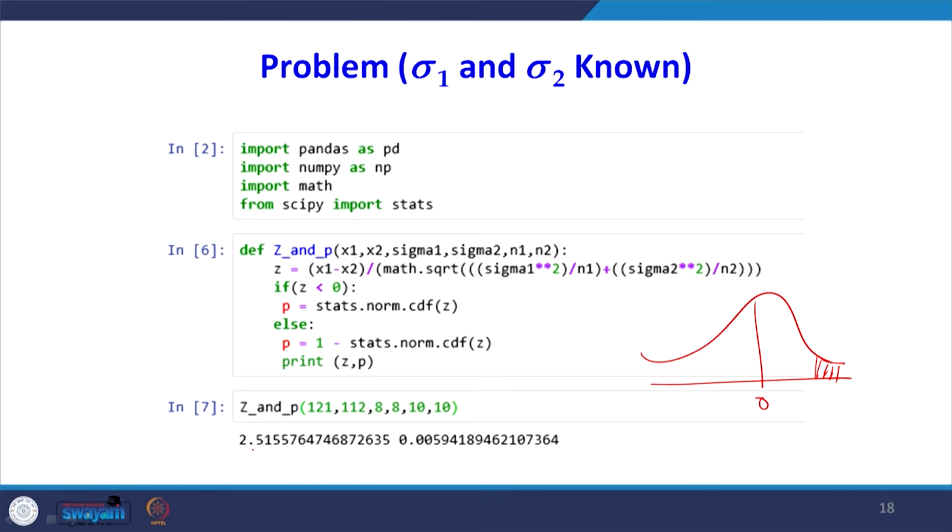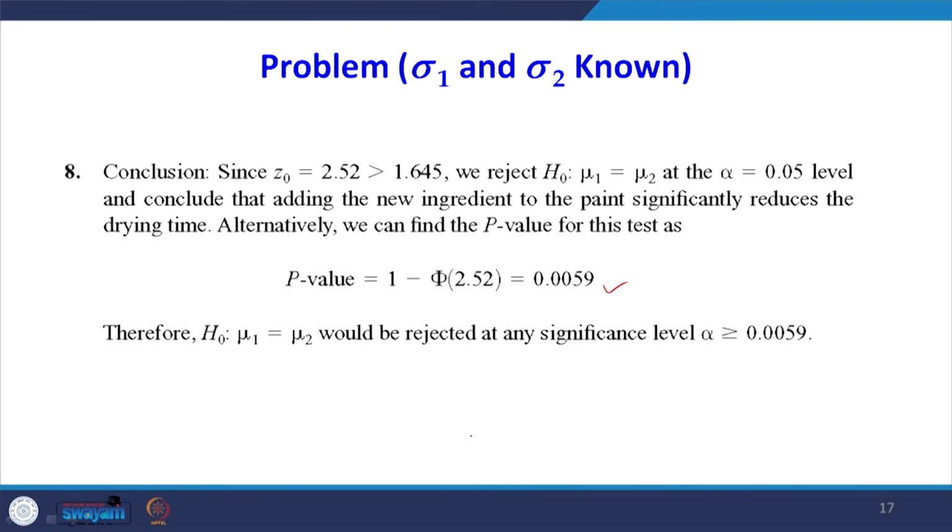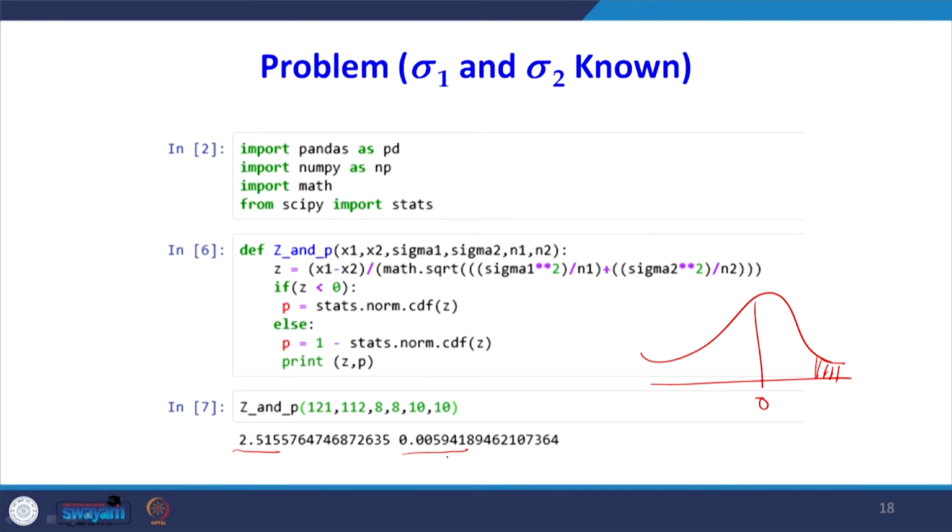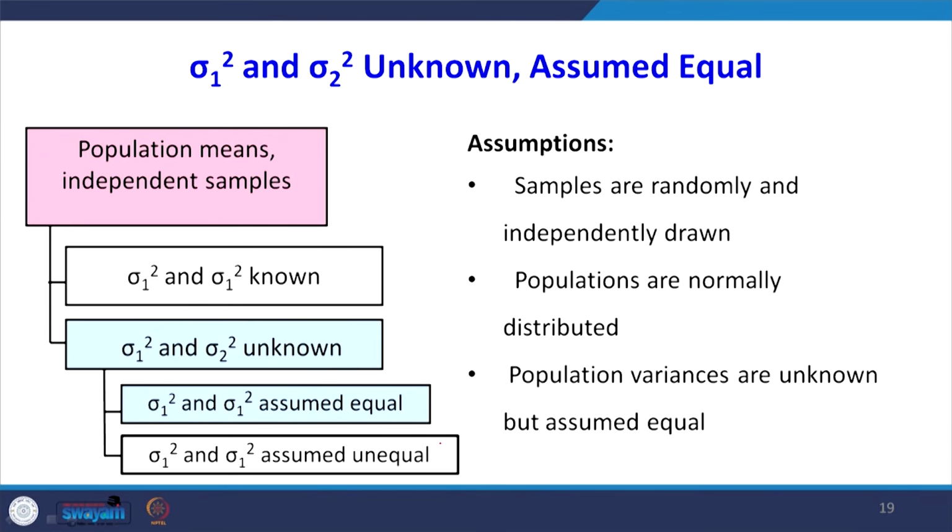What is happening? We are getting the z value as 2.51, that is the z calculated value. Look at this p value. When you go to the previous slide, the p value there was also 0.0059. So, here we get it with the help of Python. When we compare with alpha, this is very small, so we reject the null hypothesis.